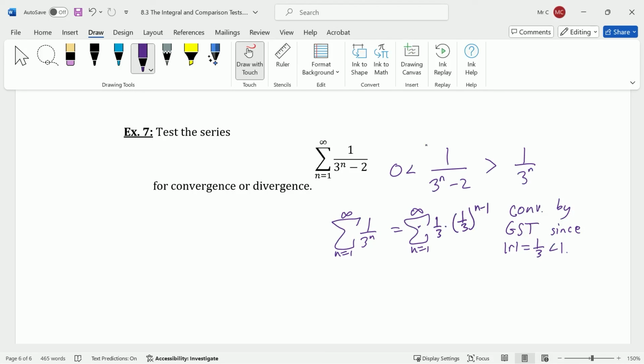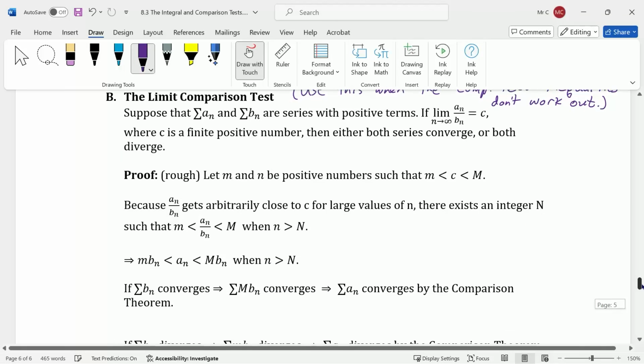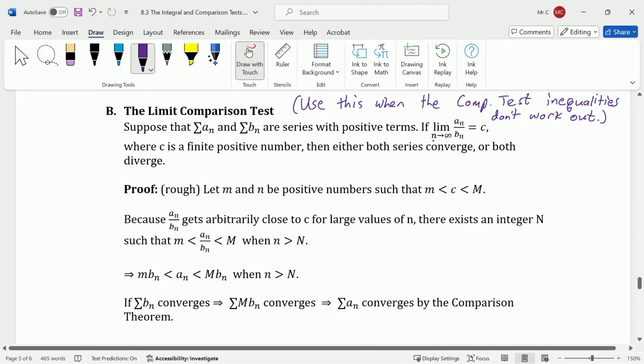So how can I make a conclusion? Well, I'm pretty confident that I'm comparing to the correct series, because these are just so obviously related to one another. So then how do I actually check that my conclusion is correct? Well, we'll call a sub n the 1 over 3 to the n minus 2, and b sub n the 1 over 3 to the n. And so then we'll apply the limit comparison test, which says, take the limit of the quotient, a sub n over b sub n, and see if you get a positive finite number.